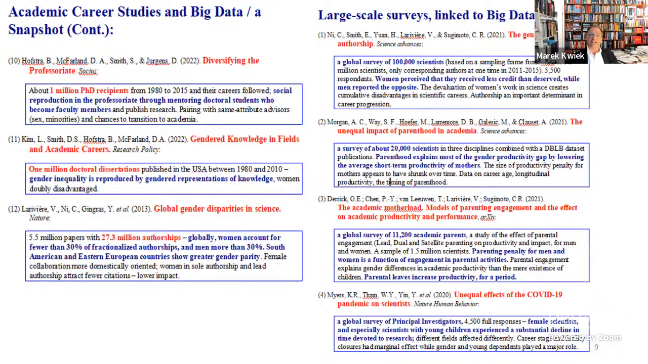I'm not only talking about academic career studies with big data. I'm also talking about large-scale surveys. This presentation is about surveys versus big data. But there are also new surveys closely linked to big data. You have four examples on the right, big global surveys of hundreds of thousands or dozens of thousands of scientists, related to parenthood, or parenting penalty in productivity, or principal investigators. Basically, you need sampling frames taken from Web of Science or from Scopus to have so many observations and so many cases. So academic career studies and big data, and also surveys and big data.